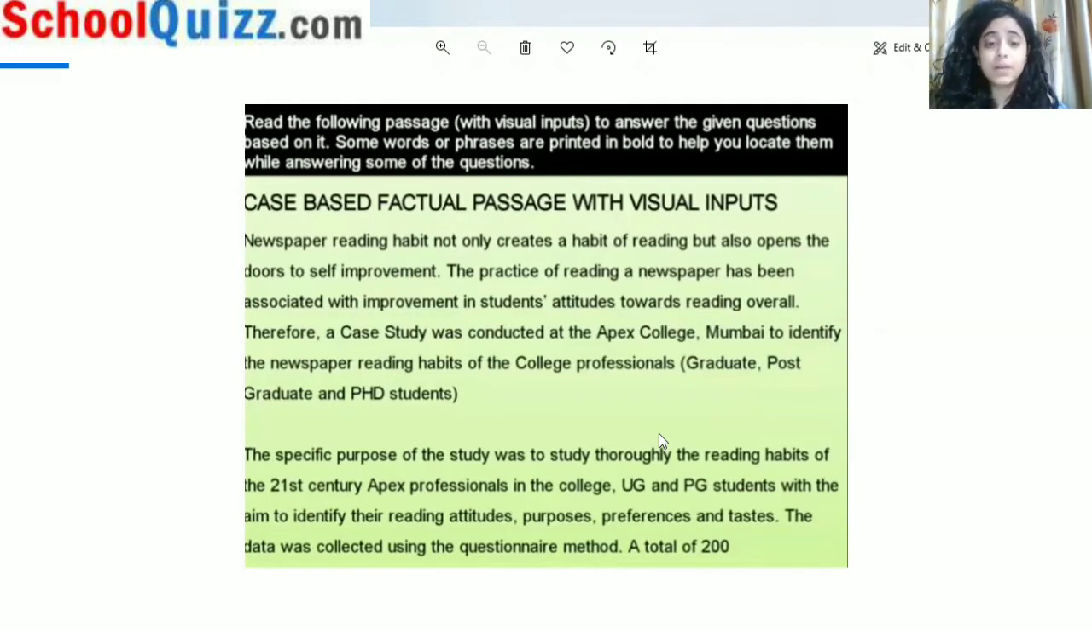The specific purpose of this study was to study thoroughly the reading habits of 21st century professionals at Apex College. They wanted to see how much their college students are reading. UG and PG students: UG means undergraduate, those going for their graduation, like FY, SY, TY, first year, second year. PG students means postgraduate, who are in MCom part 1 or MCom part 2, doing their masters. The aim was to identify their reading attitudes, purposes, preferences, and tastes.